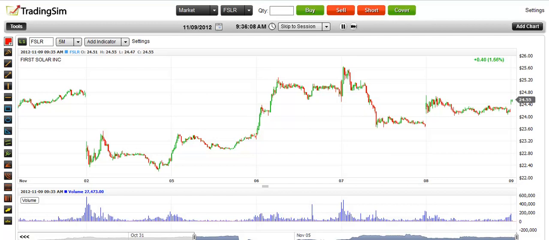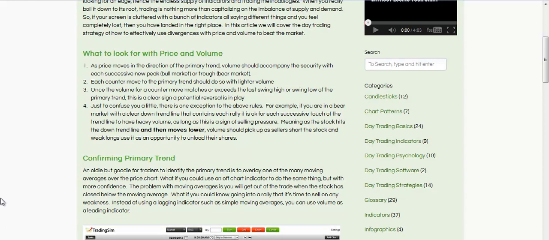Today we'll be discussing day trading with price and volume. Looking at price and volume is the oldest method for analyzing the market. There are no magic indicators, there's no magic buy or sell trigger. You are truly looking at how the stock moves and how buyers and sellers react to that movement. So let's quickly go over the rules for day trading with price and volume.